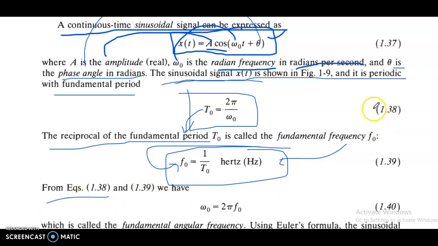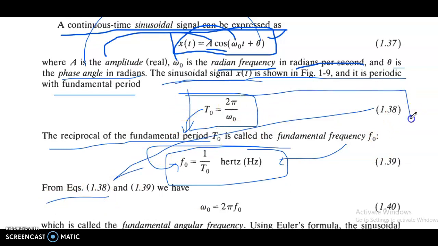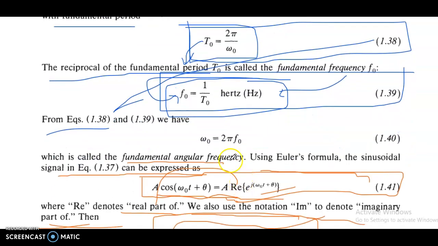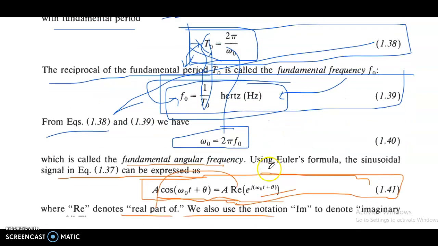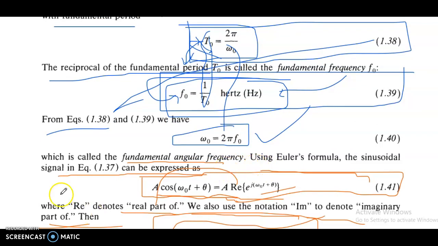From equations 1.38 and 1.39, we have omega naught equal to 2 pi f naught. Actually, f naught equal to 1 by T naught, so omega naught equal to 2 pi f naught, which is called the fundamental angular frequency. Omega naught is the fundamental angular frequency.